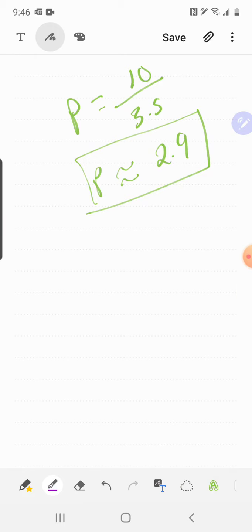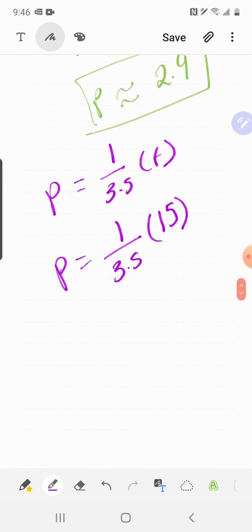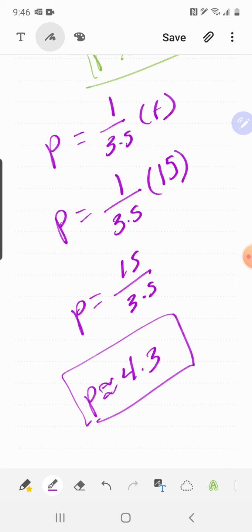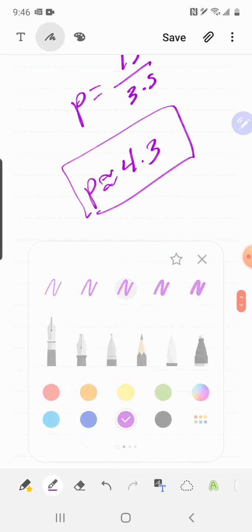All right. So then the next one, I got P is equal to 1 divided by 3.5 T. And in this one, I'm saying 15 minutes. So I got P is equal to 1 divided by 3.5 minutes, open parentheses, 15, because that's the time. And so I have P is equal to 15 divided by 3.5 minutes, where P is approximately 4.3.